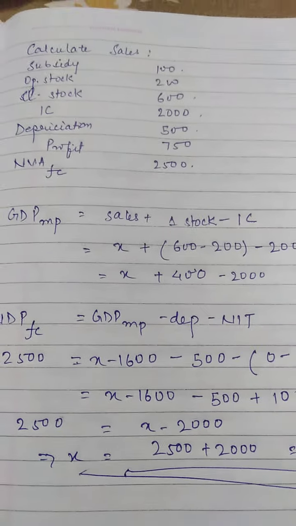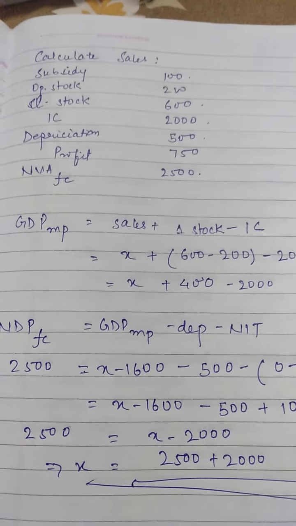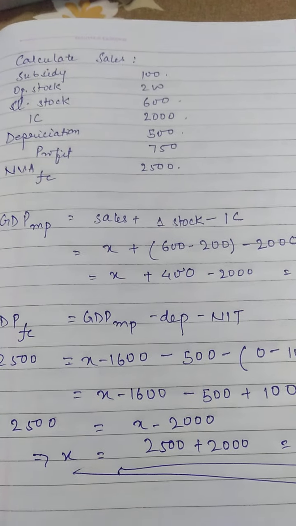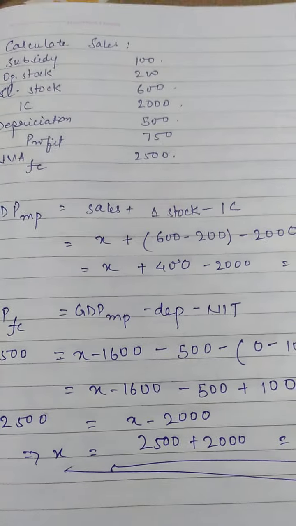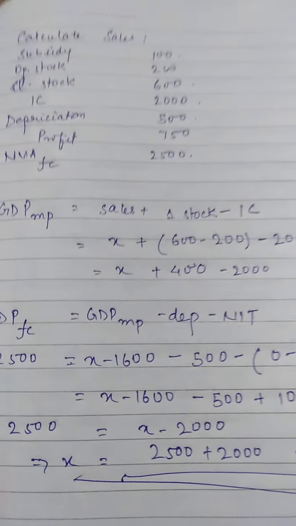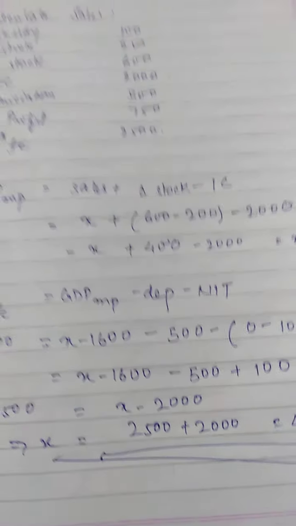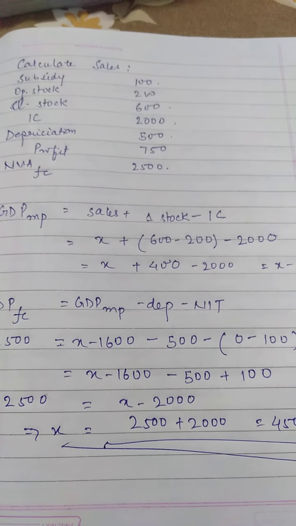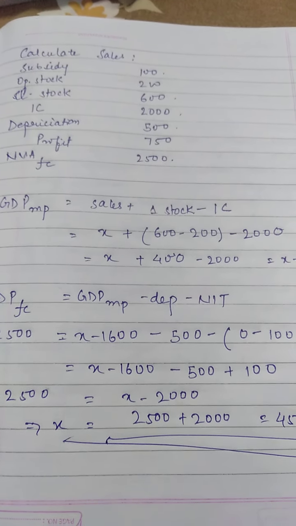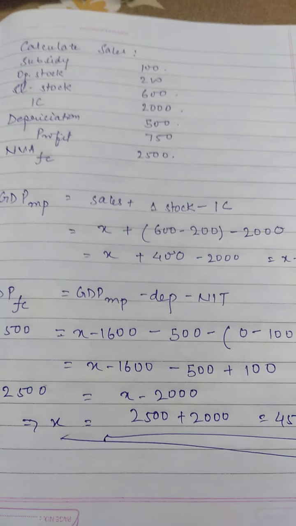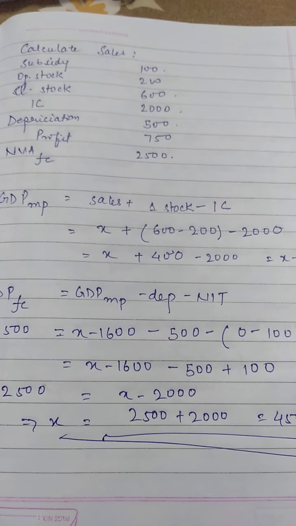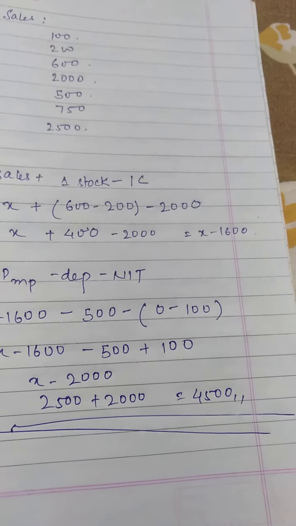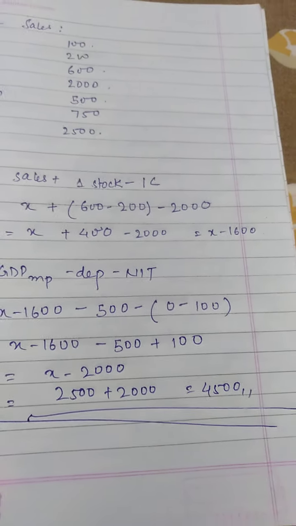Now, the first thing that you should know is whatever is being asked you to calculate over here in this numerical, you see you have been asked to calculate sales. You will assume the value of it to be X. So sales is equal to X plus change in stock. You know the formula to calculate change in stock is closing stock minus opening stock, so 600 minus 200, and the value of intermediate consumption has been directly given to you, that is 2000. So X plus 400 minus 2000 makes it X minus 1600.